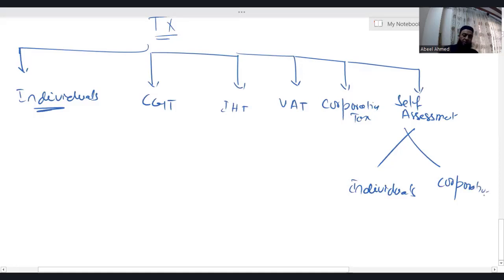How do individuals pay tax, and what are the rules individuals have to follow? What are the rules for corporations to follow? If the company is a large company, how do they pay tax? If the company is not a large company, then how will this company pay the tax? You will learn all these things, inshallah.